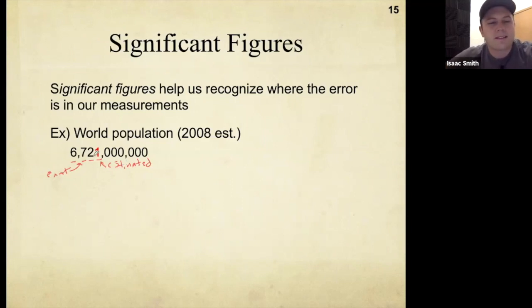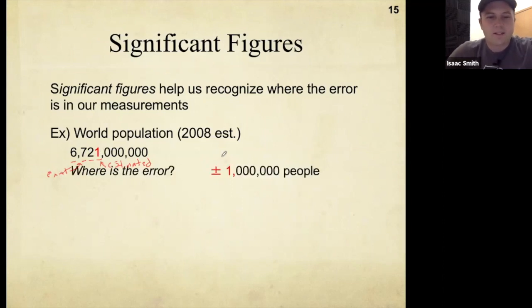So what that tells us is we're sure there's about 6,720,000,000 people. And this 1 right here is where the estimation comes in. So if we ask, where is the error in this number, right? It's at this 1 spot. So you can say plus or minus 1,000,000 people, right? So this kind of tells us that the error is in this digit. So this digit could be 2, right? This could be 0, okay?